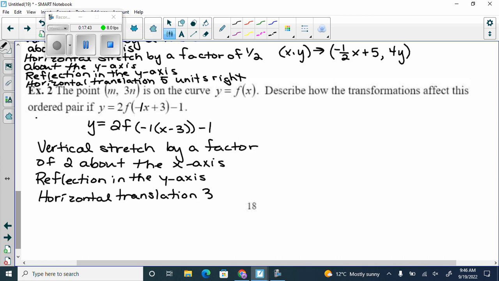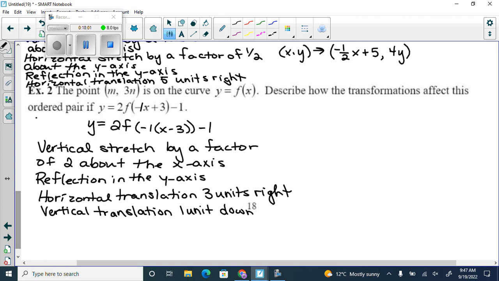Three units, right? And a vertical translation. One unit down. Then we need to use our mapping. So (x, y) becomes (negative x plus 3, 2y minus 1). The y should be easy because the y never changes in words, in mapping, in anything. The y's just stay the same as long as you get it in y equals.